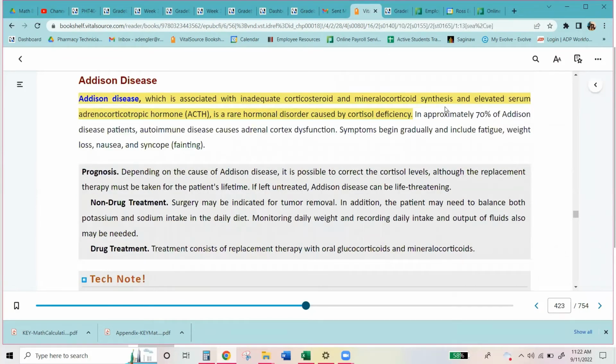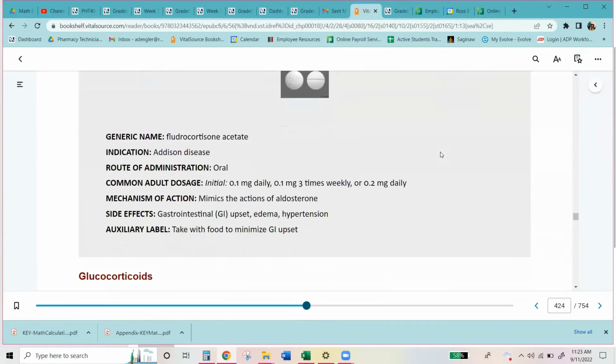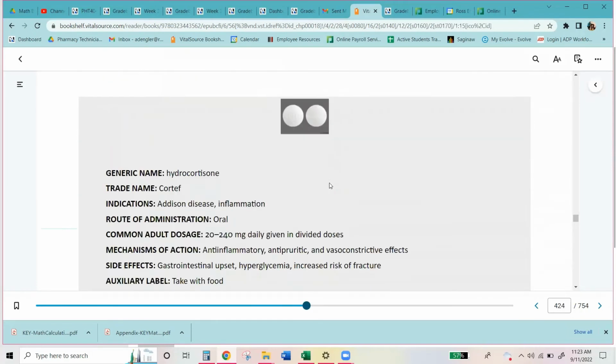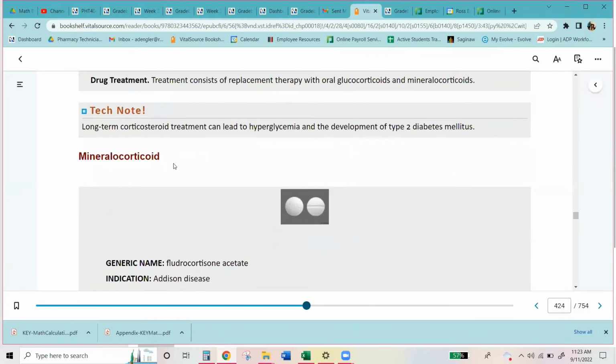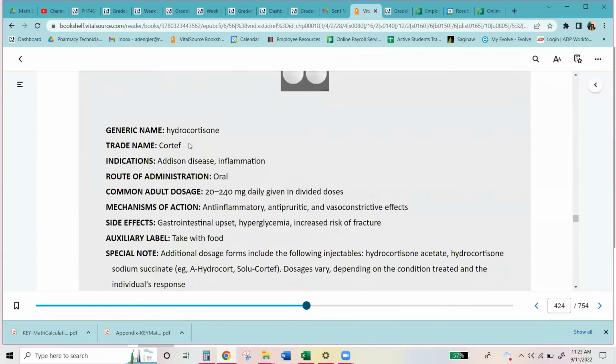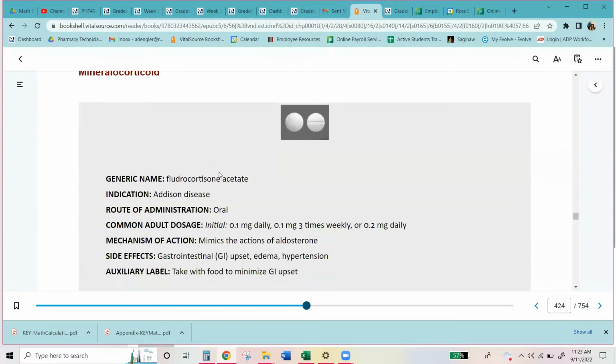Addison's disease, which is associated with inadequate corticosteroid and mineralocorticoid synthesis and elevated serum ACTH, is a rare hormonal disorder caused by cortisol deficiency. For Addison's disease, we have the medication fludrocortisone. That's a mineralocorticoid. A glucocorticoid, we have Cortef, which is hydrocortisone, but it's the tablet.